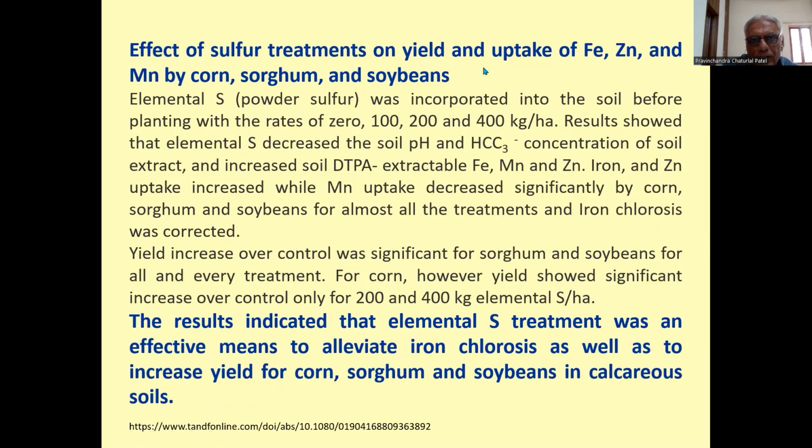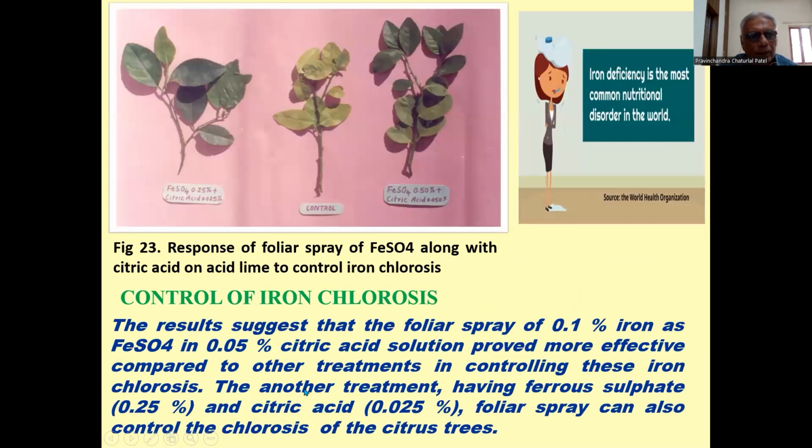Effect of sulfur treatment on yield and uptake of iron, zinc, and manganese by corn, sorghum, and soybean. The result is that elemental sulfur treatment was an effective means to alleviate iron chlorosis as well as to increase yield for corn or maize, sorghum, and soybean in calcareous soil.